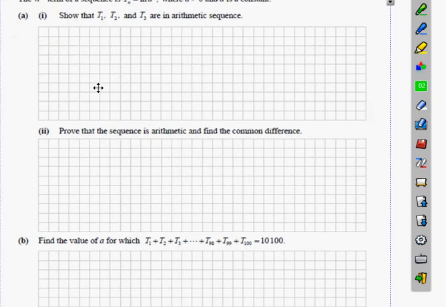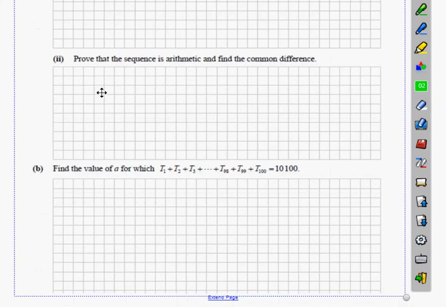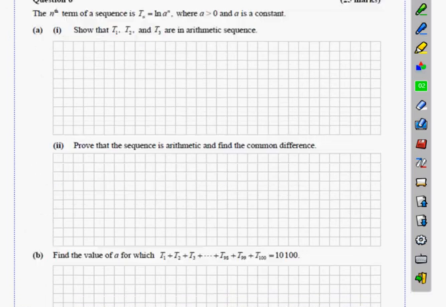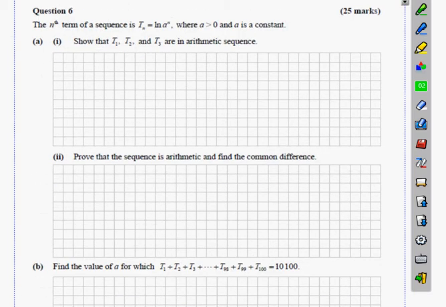This is question 6 on the 2014 paper, okay? So what we have here is a sequence, and the sequence is Tn equals ln a^n.